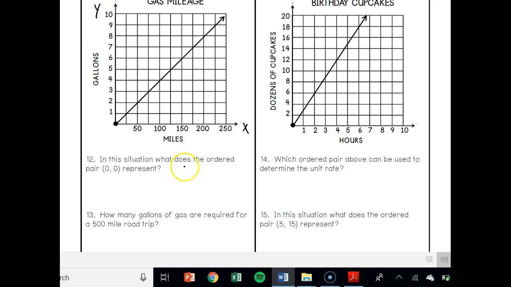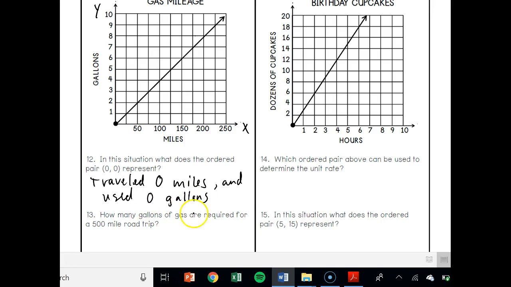So in this situation, what does ordered pair 0, 0 represent? It means I used 0 gallons, right? I should say I traveled 0 miles. So do the x first. Traveled 0 miles. That was what the x coordinate means. And used what the y coordinate means, 0 gallons.